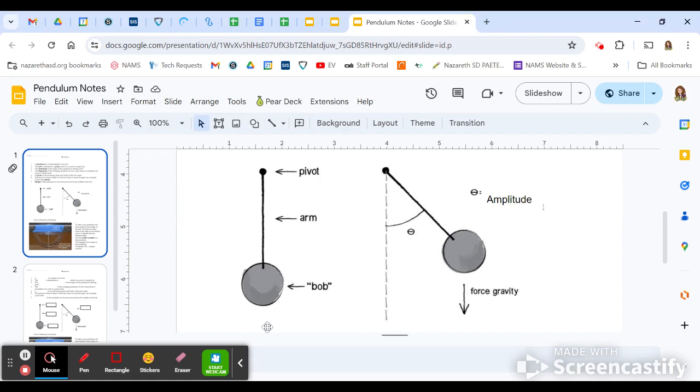Okay, so here you have a good diagram of the actual pendulum itself. So we have the pivot point. For us, it's going to be attached at a bar, and you'll see that in the second video. The arm is this longer string. And then whatever weight you put on the bottom is called the bob or the bob mass. This angle that we swing the bob mass from, that's what we call the amplitude.